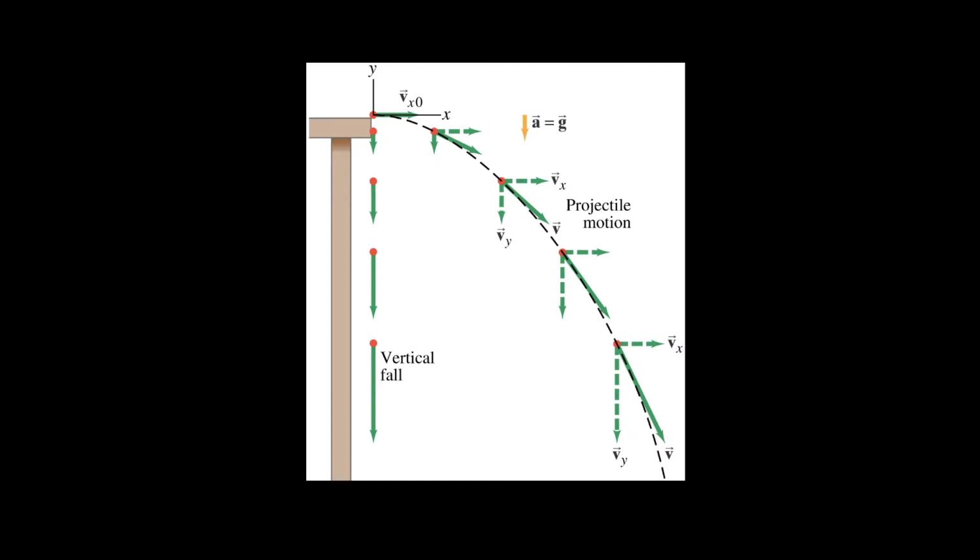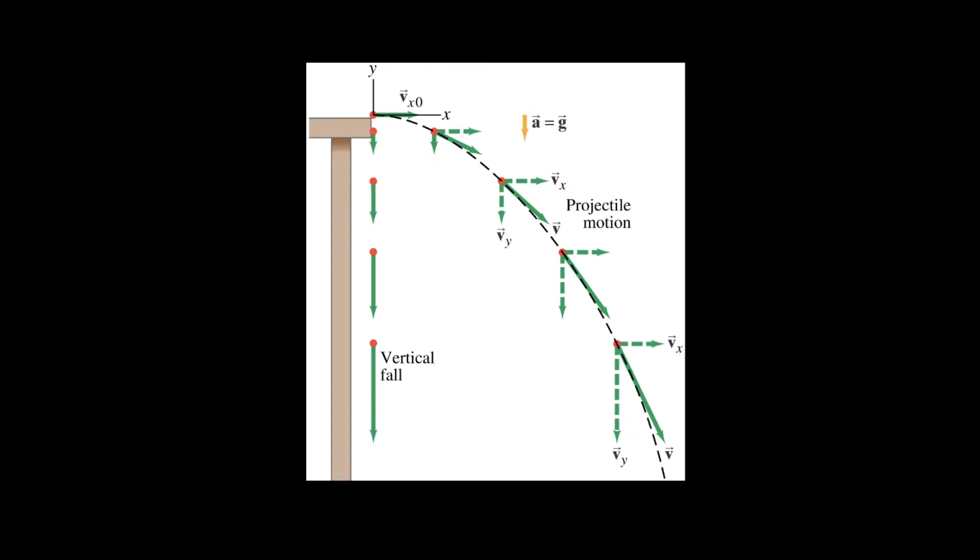Now, here's the critical observation. Well, there are two critical observations. Notice that as I go from instant to instant in the motion, the horizontal component of the velocity does not change. That's a critical aspect of projectile motion. The horizontal component of the velocity does not change. And that's because there is no horizontal acceleration. The acceleration that is caused by gravity is vertical. So there is no horizontal acceleration.